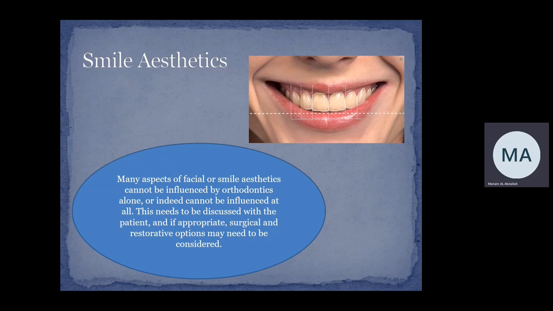So a patient with a gummy smile due to, for example, vertical maxillary excess, sometimes we need to go for surgical impaction of the maxilla. A patient with short clinical crowns and overgrowth of the gingiva, sometimes we need to go for gingivectomy. Patients with certain problems with the shape or size of their teeth, sometimes we can go for restorative treatment. So sometimes orthodontics alone is not enough to achieve the optimal smile aesthetics.